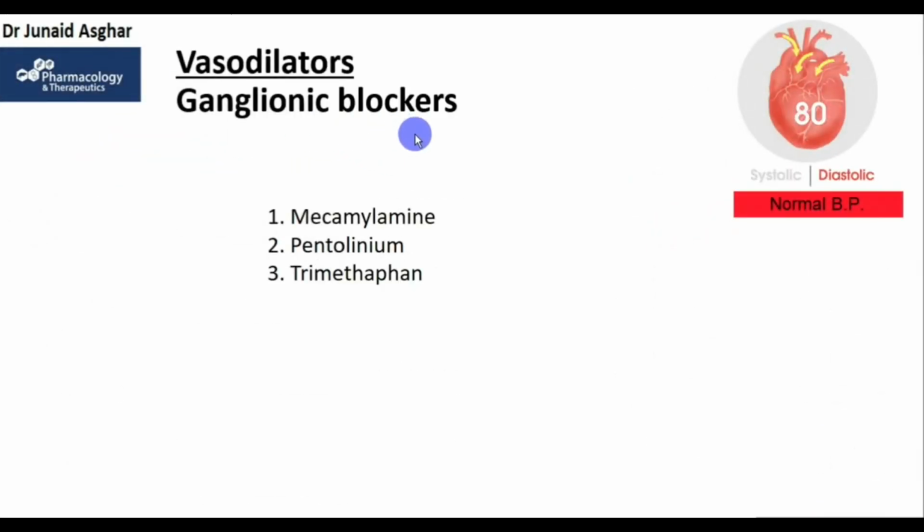Ganglionic blockers. These drugs include mecamylamine, pentolinium, and trimethaphan. Now, ganglion blockers are not used commonly because of their side effects and because more effective and safer antihypertensive drugs are available. However, they can be used for the hypertensive emergencies. These drugs are ganglion blockers as they block the impulse transmission at the sympathetic ganglia.